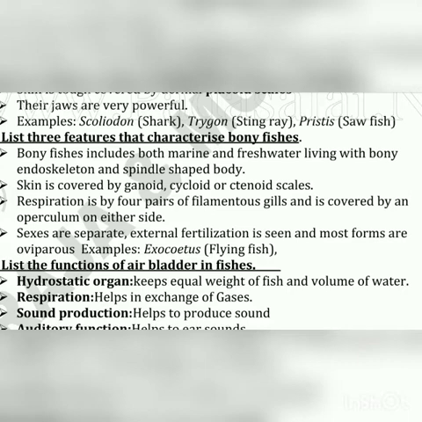So it has the bony endoskeleton and the body is spindle shaped. The skin is covered by different types of scales called ganoid, cycloid and ctenoid scales. Respiration is by 4 pairs of filamentous gills and it is covered by an operculum on either side.